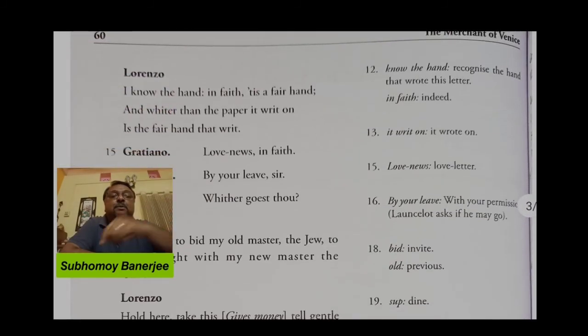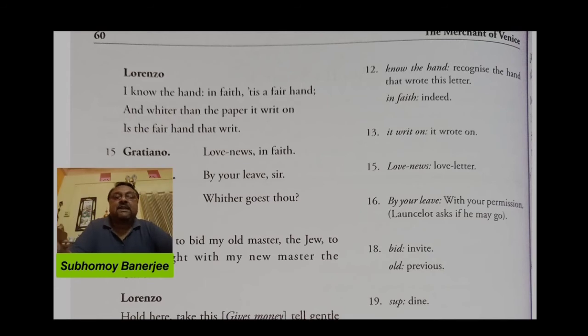So we'll come to page 60 now. Lorenzo says, "I know the hand. In faith, 'tis a fair hand." I know this hand. Truthfully speaking, I know who has written this letter, and indeed it is a fair hand. Fair hand in the sense, it's a beautiful hand with which someone has written this letter. Now, hand means 2 things. One is the part of the body. Another is the handwriting. Handwriting is also sometimes referred to as hand. So the envelope has beautiful handwriting and the letter inside has beautiful handwriting.